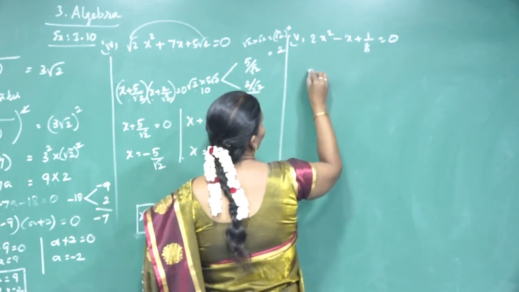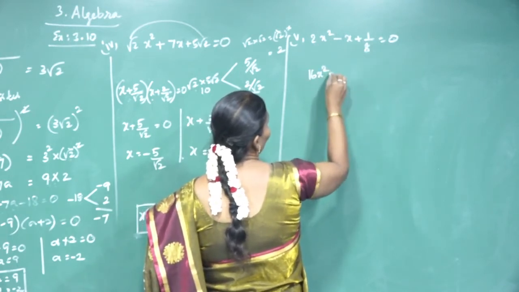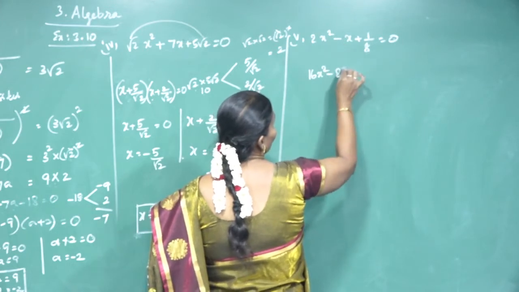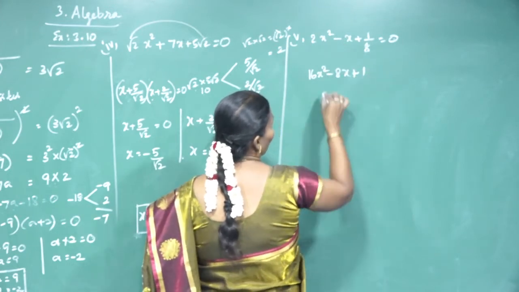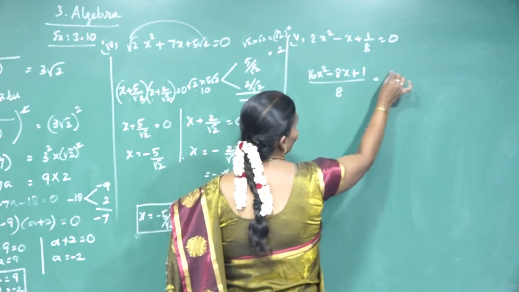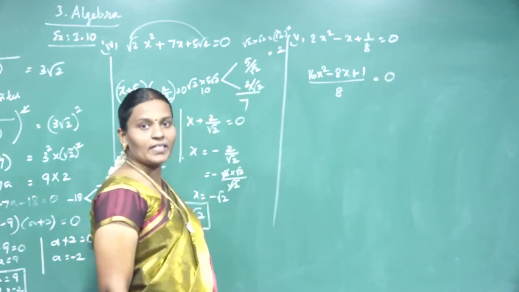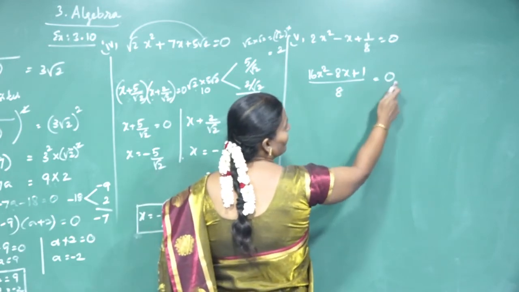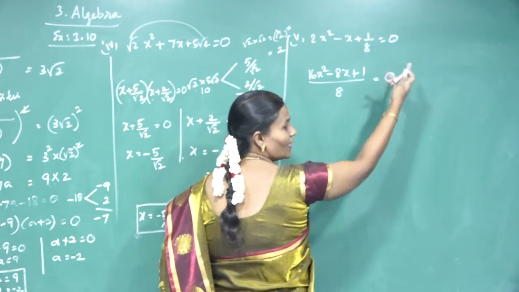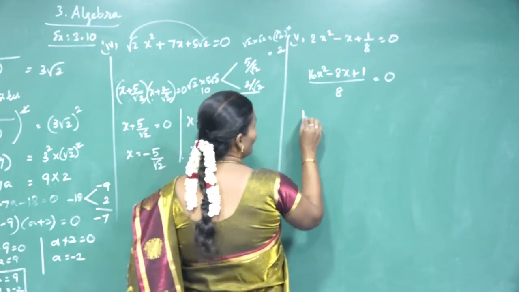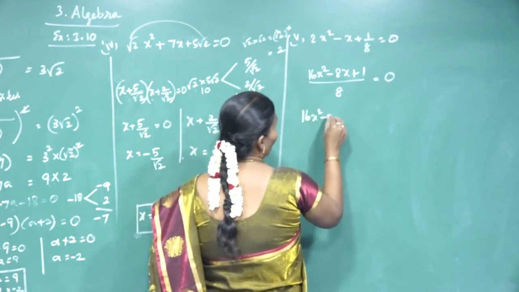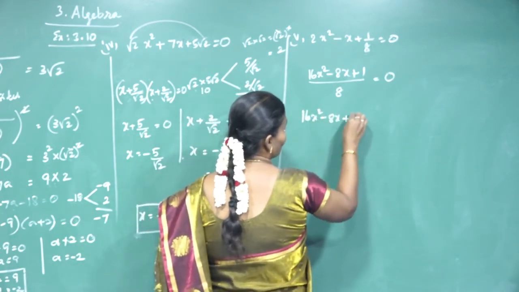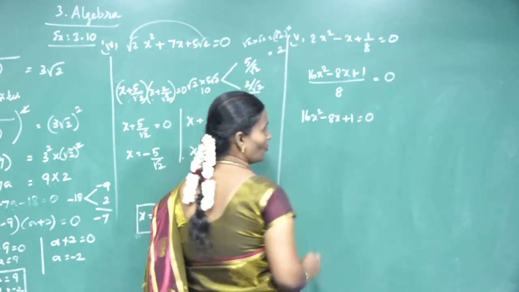Here 8 2s are 16. So 16x square minus 8x plus 1 by 8 is equal to 0. Am I correct, children? Yes. Next, this 8 is brought to the right side: 0 multiplied by 8 is 0. So 16x square minus 8x plus 1 is equal to 0.